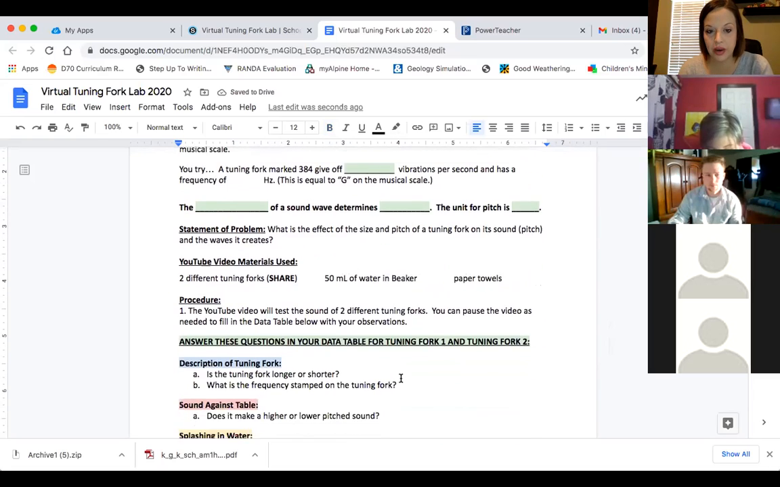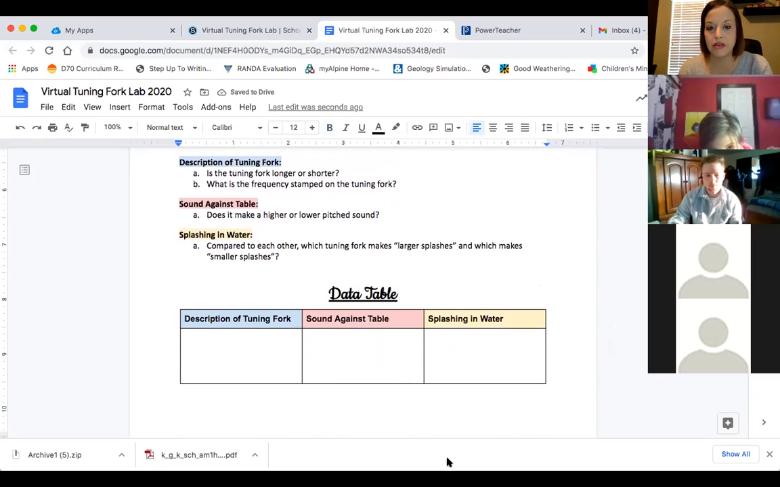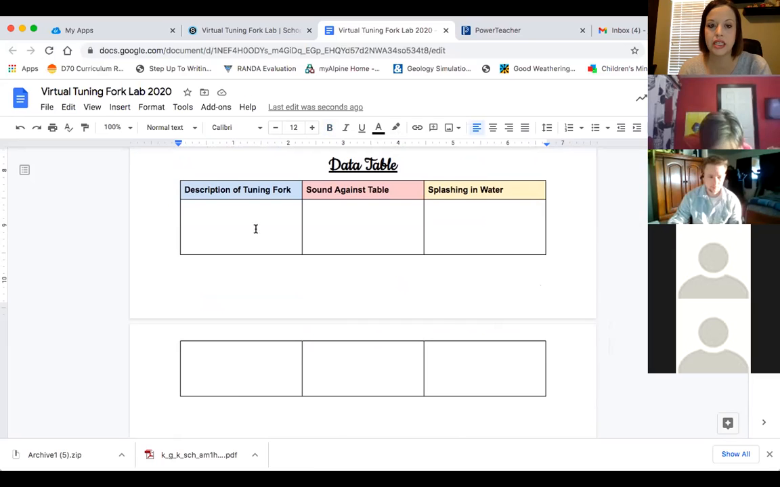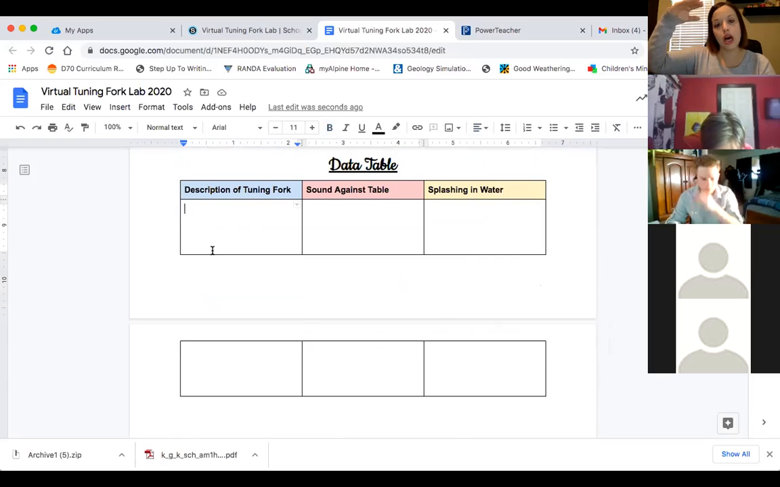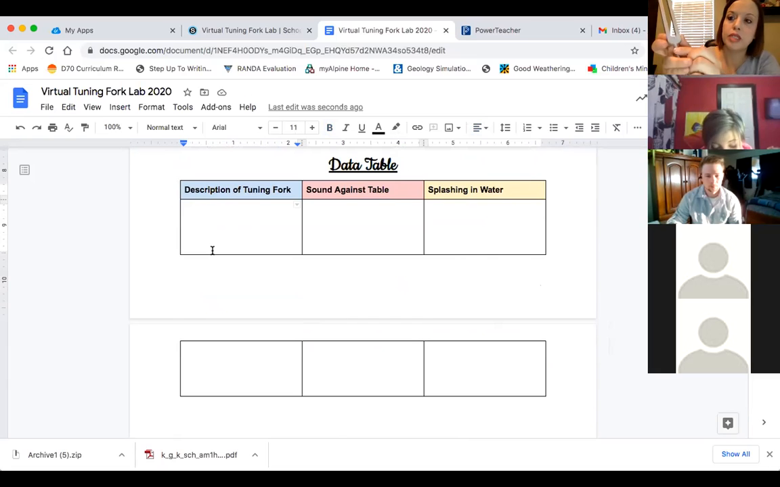Okay. When we watch the video, you guys are going to be filling out this data table. It actually goes on to the next page because of my typing. He's going to have 2 tuning forks. Okay. Your job is to describe the tuning forks. One of them is short, one of them is long. They do have the numbers stamped on them. So like this one says 512C. In the video, you can see the number that's on them. And then we're going to listen to their sound against the table. On this one, you're just going to say high pitch or low pitch.